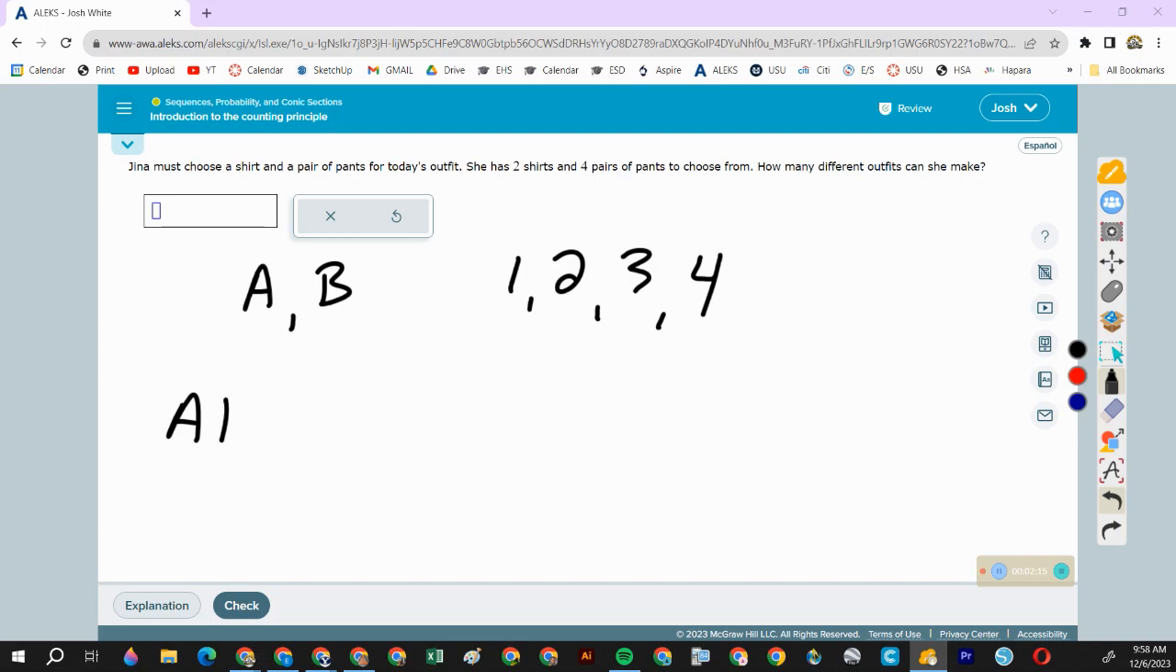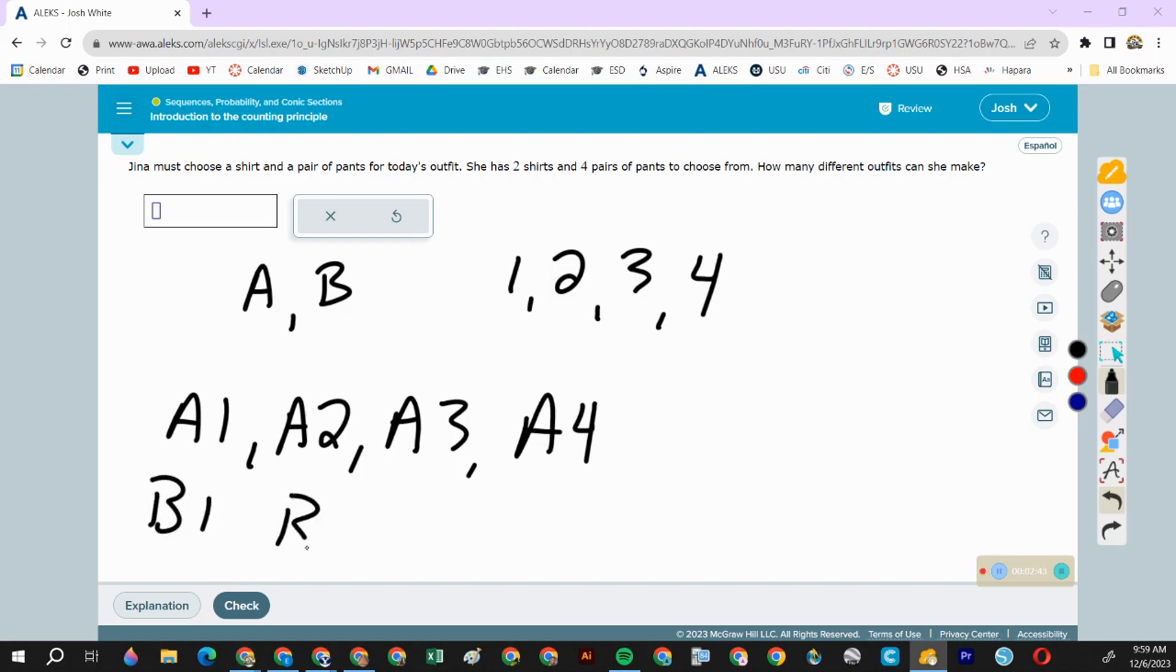What is another option? A2. Okay. And then A3 and A4. That is every possible way to wear that particular shirt, shirt A. What would be another option? B1, B2, B3, and B4. Okay. What about 1A?